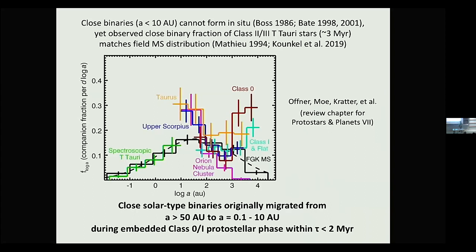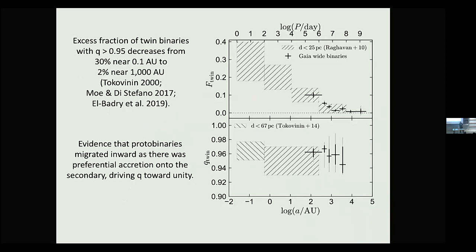That's telling us that fragmentation, disk or core fragmentation, occurred on scales larger than 50 AU, but then the binaries migrated to these very short orbital periods on very rapid timescales of 1 million years, maybe a couple million years, during the embedded Class 0/I protostellar phase. And there are other lines of reasoning that we think these proto-binaries migrate inward.